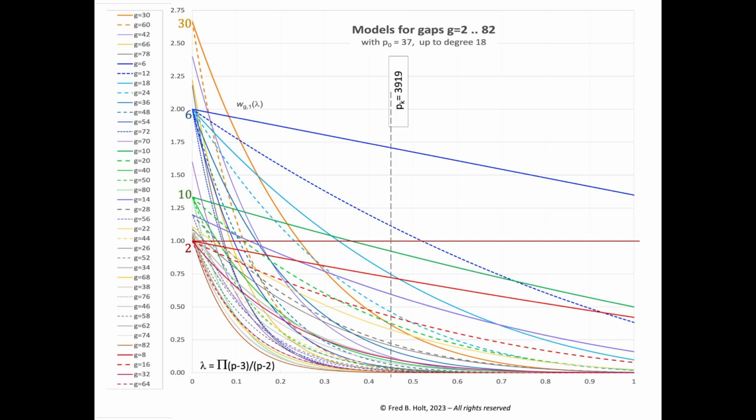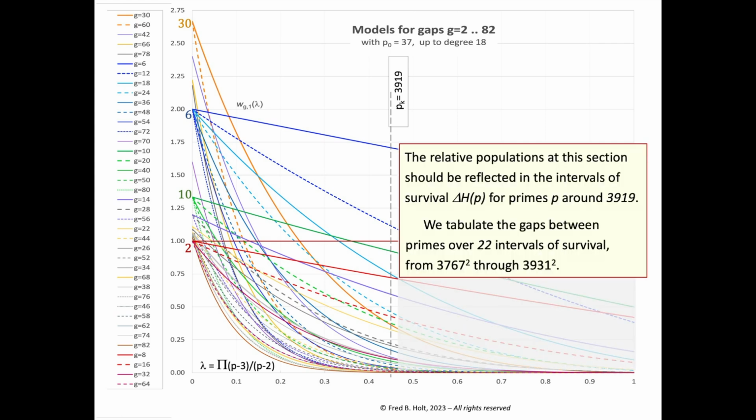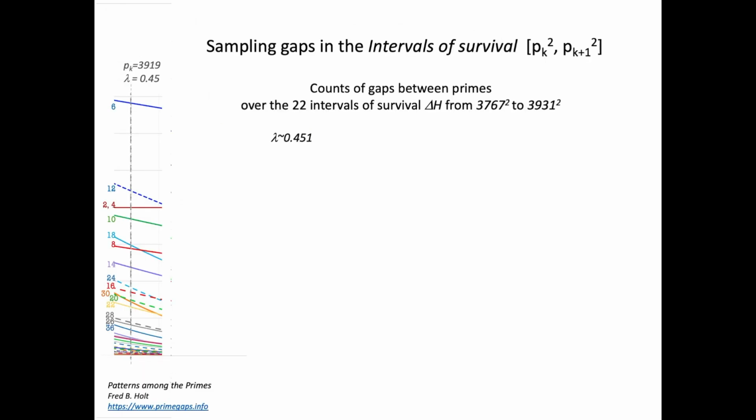Let's go out to the prime 3,919. That's at system parameter lambda about 0.45. The relative populations at this section should be reflected in the intervals of survival for primes around 3919. So we're going to tabulate the gaps between primes over 22 intervals of survival from 3,767 squared through 3931 squared. Here's how we set this up.